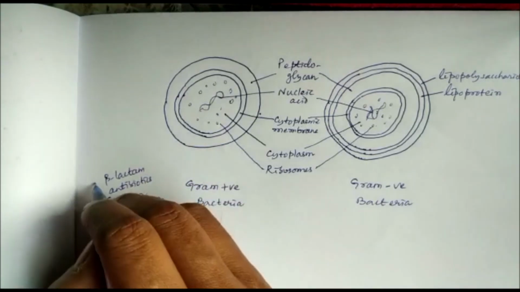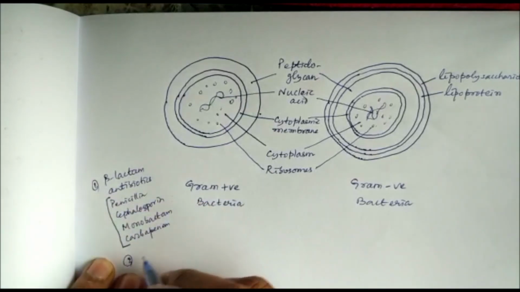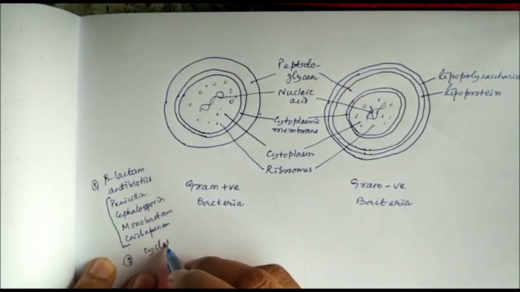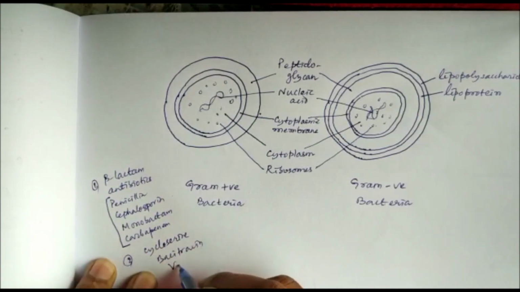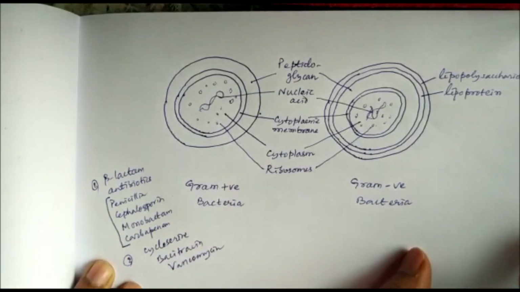In addition to them, other drugs like cycloserine, bacitracin, vancomycin also inhibit peptidoglycan biosynthesis.